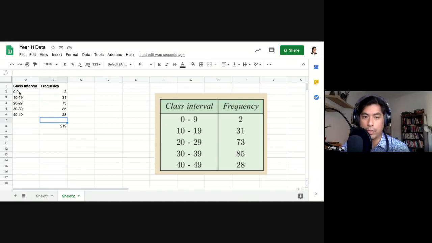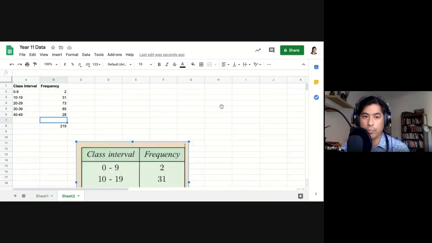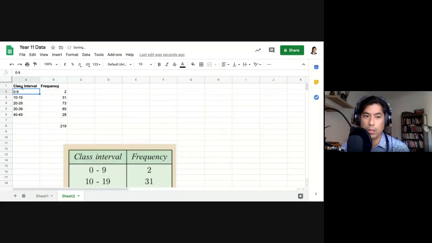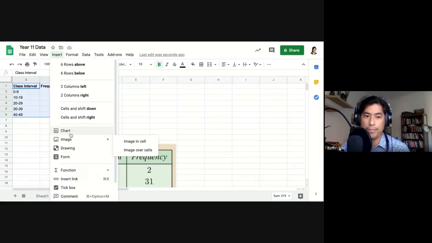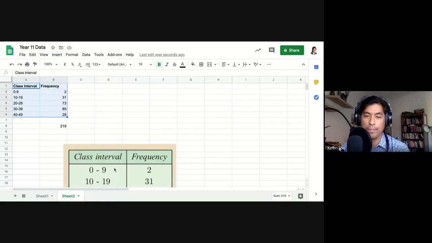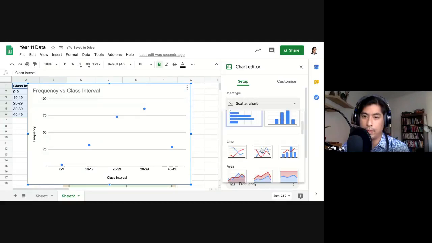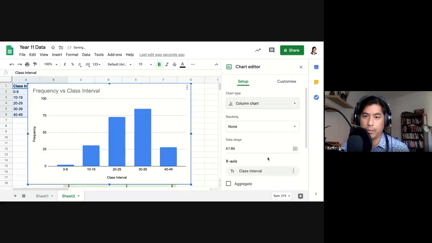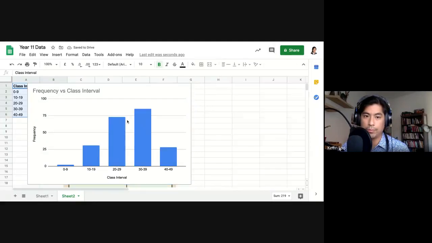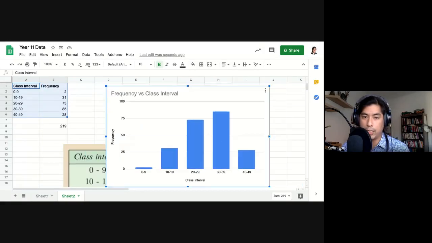I'm going to show you something really quickly. If I insert a chart, but not a scatter chart, it's called a histogram. You're going to see a lot of these kinds of graphs. It's called a histogram.